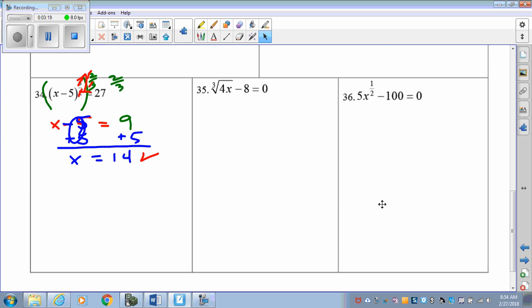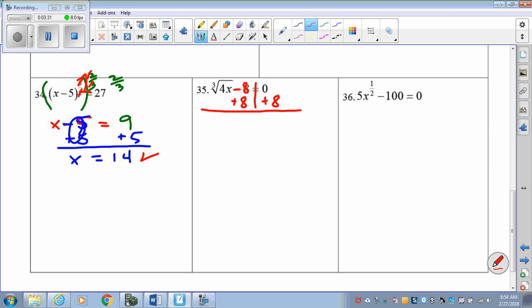All right, now over here I've got the cube root of 4x minus 8. So again, I want equals 0. So I want to get this cube root by itself. So I'm going to get rid of the minus 8 by adding 8 to both sides. So I get the cube root of 4x equals 8.